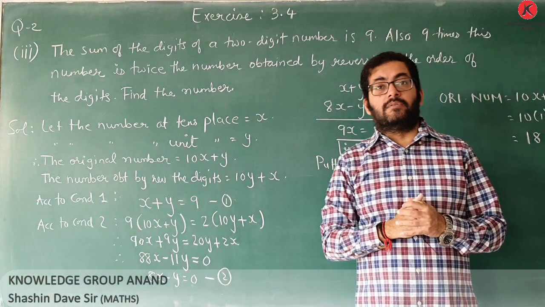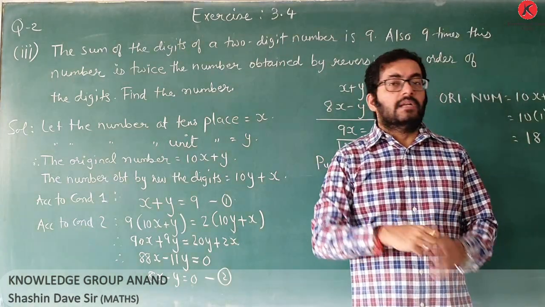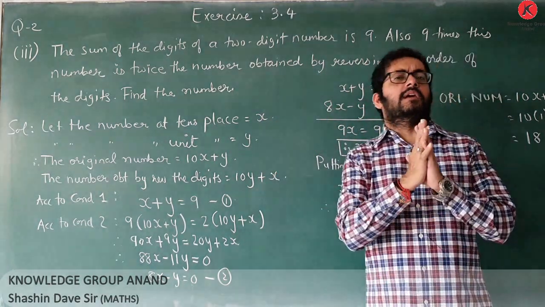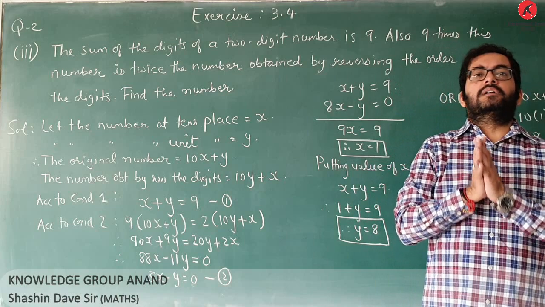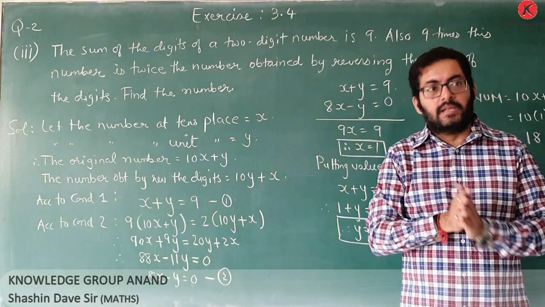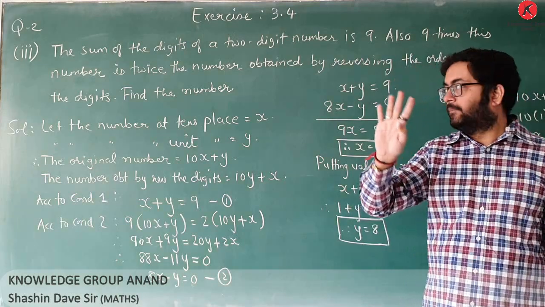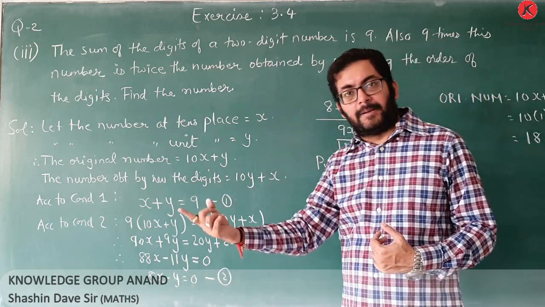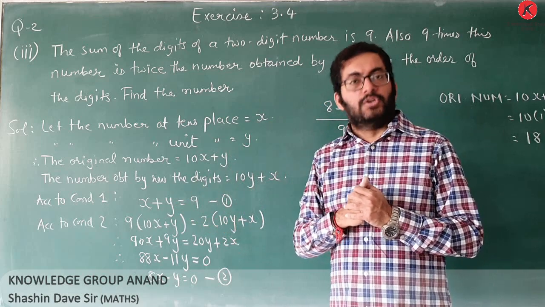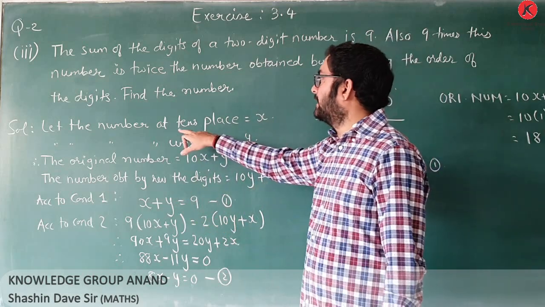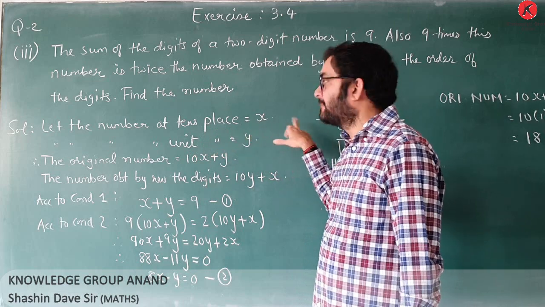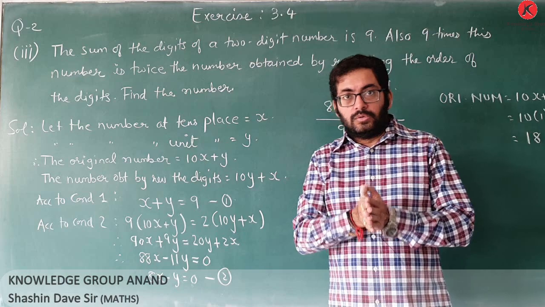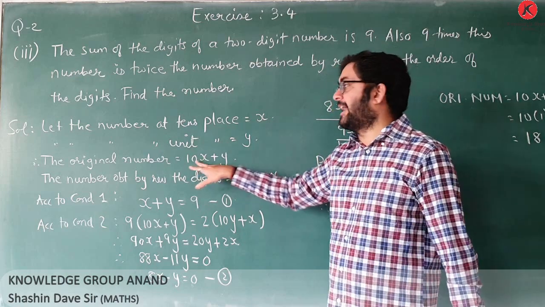So, dear friends, whenever you get this kind of sum, these four lines will be common. The four lines that you see, or whenever there is any question in this chapter which deals with a two-digit number, then these four lines will be common. Now, as there is a two-digit number, one digit will be at tens place and other digit will be at unit place. So, I will suppose that the number at tens place is x and the number at unit place is y. So, now the number will be represented as 10x plus y.